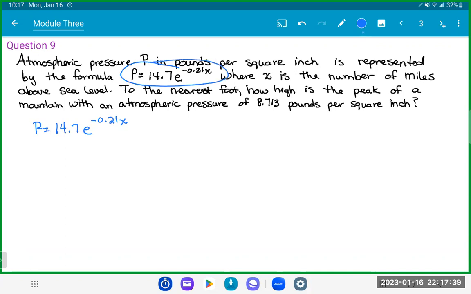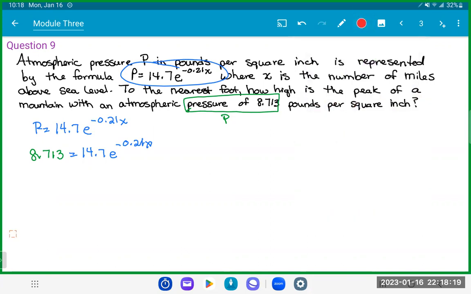Now what we need to do is substitute in, because we were also given a pressure, right? We were given an atmospheric pressure P. We need to substitute that into our equation. So we get 8.713 is equal to our 14.7 e to the negative 0.21x. Now we use this to help us solve for x.